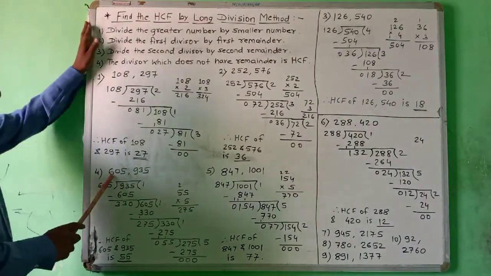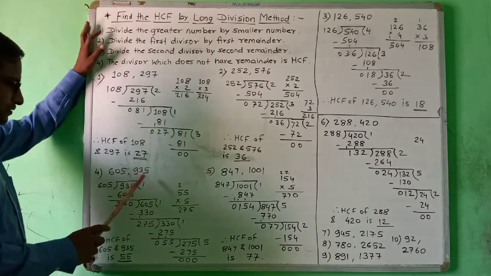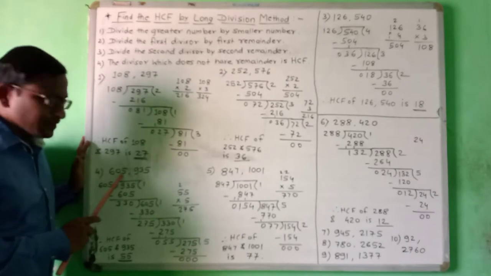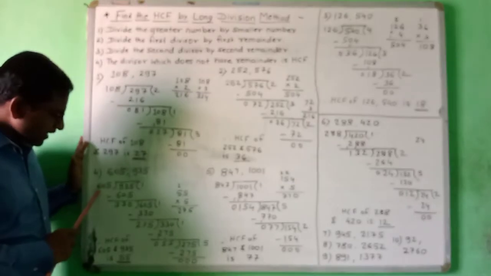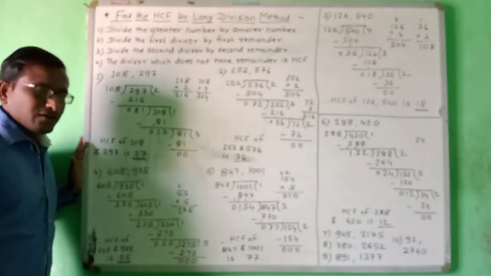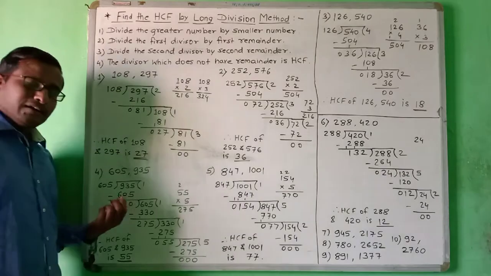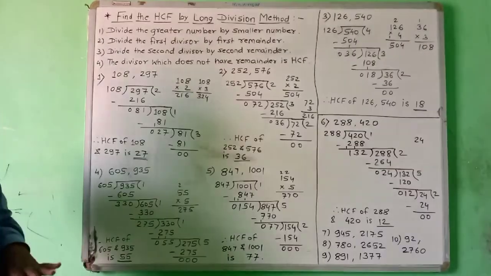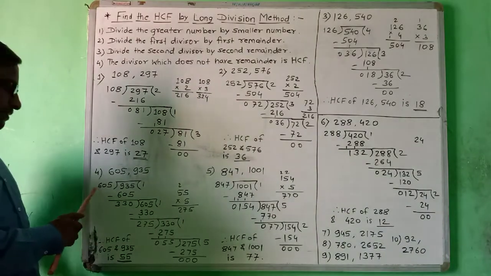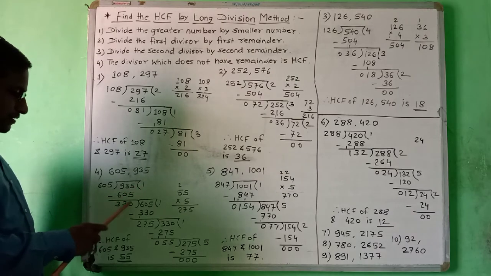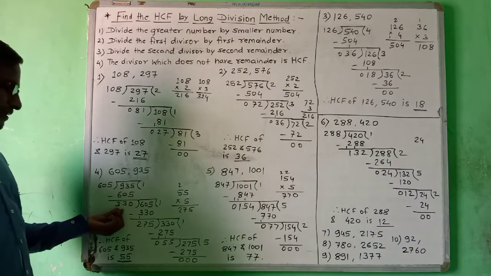Next step, next example. Find the HCF of 605 and 935. So again, here 935 is the greatest number and 605 is the smallest. So write 605, 935. 605 times 2 is 1210, but you want a value less than 935. So here 605 times 1 is 605. So 5 minus 5, 0. 3 minus 0, 3. 9 minus 6, 3. So here 330 is the remainder.